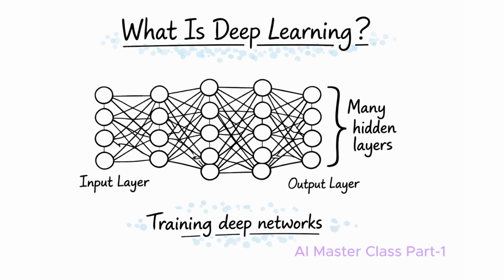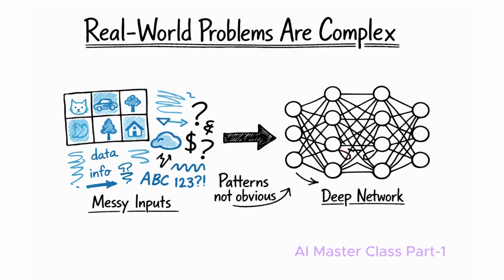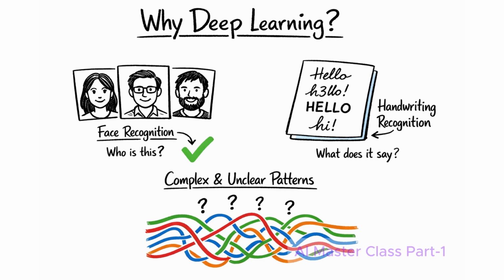Now, one more important question is, why do we really need deep learning? Wasn't traditional machine learning enough for these systems? Traditional machine learning works well when patterns are simple and clearly defined. But in the real world, things are not that simple. Some problems are very complex. For example, if you have to recognize faces in images or understand text written in different handwritings, these kinds of problems and patterns are not obvious.